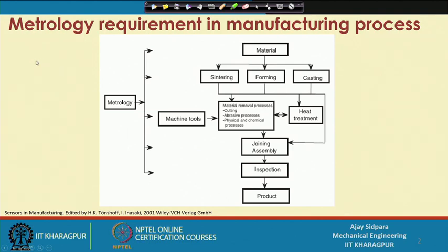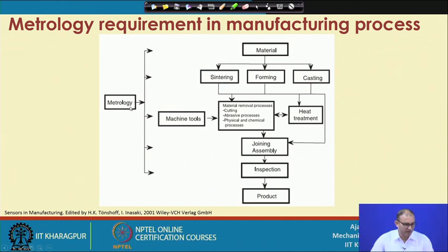Now, this is the metrology requirement. If you see, we are starting with some material. You have a blank, that blank is fabricated by a sintering process, forming process or casting process, and at every stage you need metrology. First, metrology is required for the material, where you check the composition of the material, and then you have to monitor this particular process, so that there should not be any deviation in the composition of the material, and that composition is strictly maintained during the manufacturing process. So, monitoring is the metrology required here also.